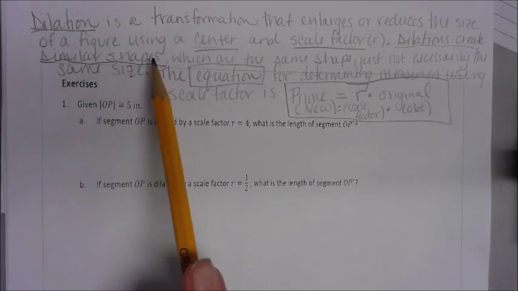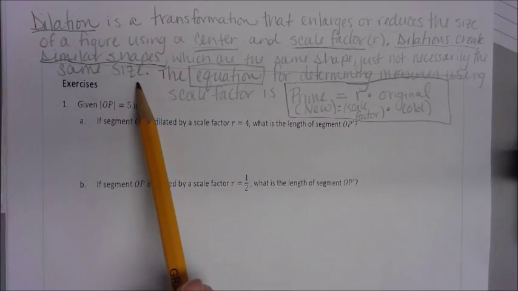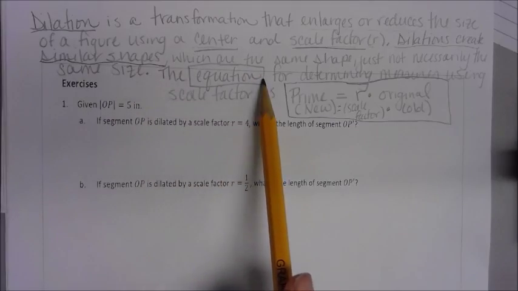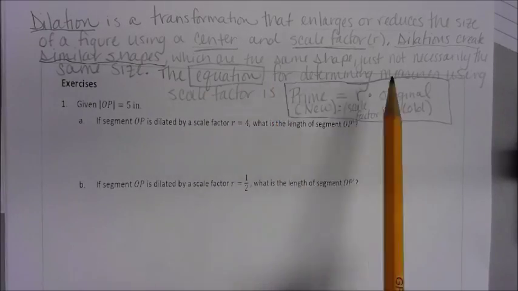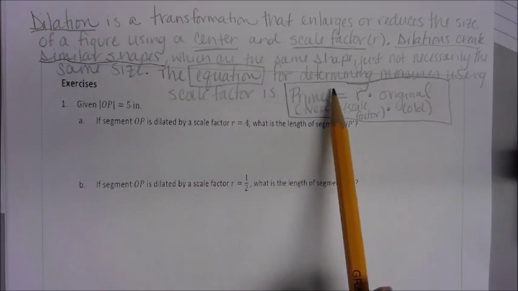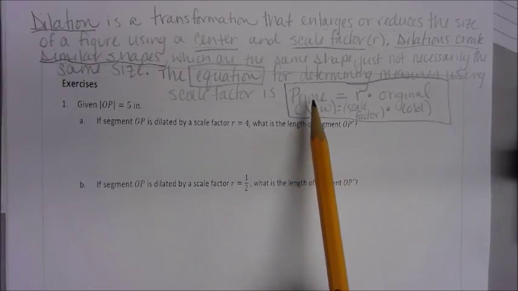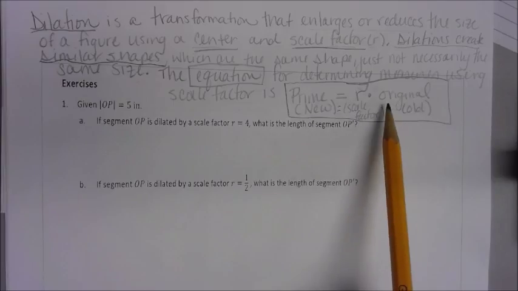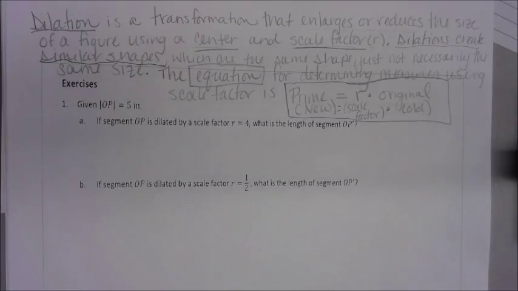Okay, so similar shapes, as we said earlier, the same shape, just not necessarily the same size. It has been enlarged or reduced using a specific scale factor from a certain center. So the equation that we are going to use, so you want to make sure and have this in your notes, the equation that we're going to use for determining measures or the scale factor is this right here. It is the prime measurement, or our new one. We know that prime means the new one. So our prime measurement, or the new measurement, is equal to r, which is our scale factor, times the original measurement, or times the old measurement, as you might have heard it called quite a bit last year.